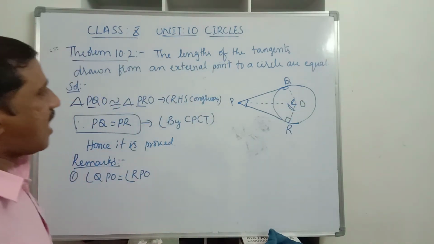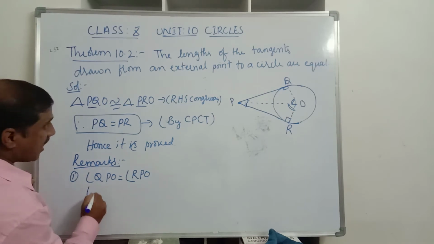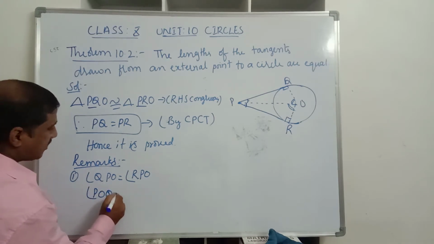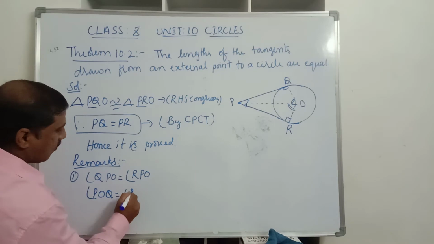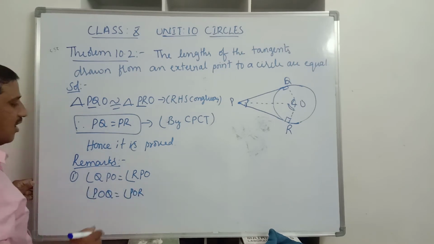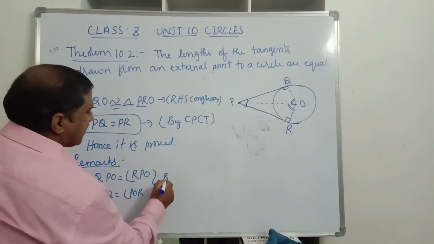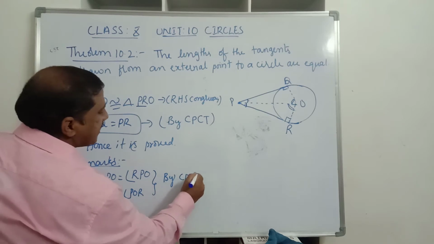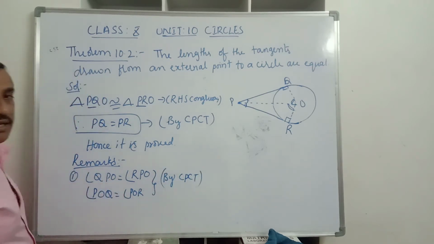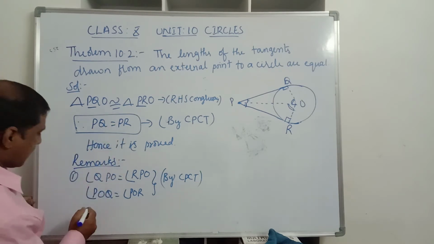What are those two angles? Angle POQ is equal to angle POR. These two are equal. Why? Again by CPCT, that is corresponding parts of congruent triangles, these two are equal. So what can we conclude from this?